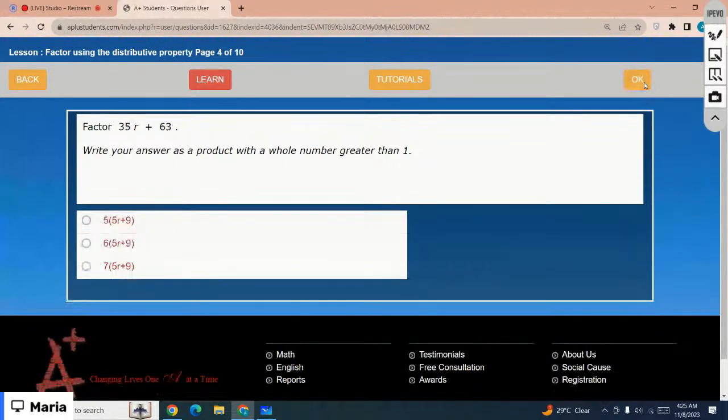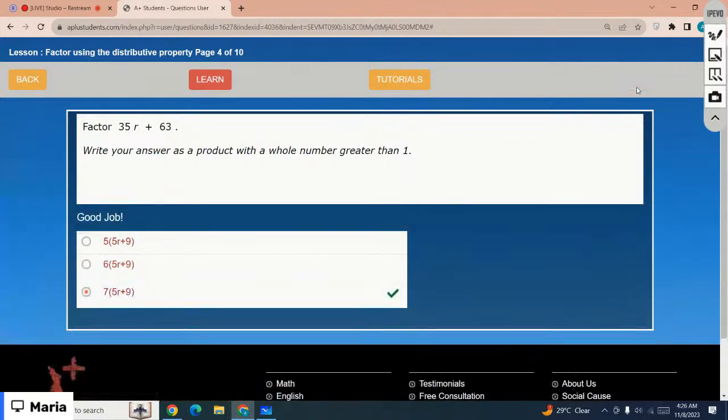Okay, then the next one is 35r plus 63. How do you factor? Yes, you can take common 7 because 35 and 63, they both are multiples of 7, right? So option number 3 is the correct option. You can take common 7, so 7 times 5 is 35 and 7 times 9 is 63, so that would be 7 times 5r plus 9. Option number 3 is the correct option. Got it?